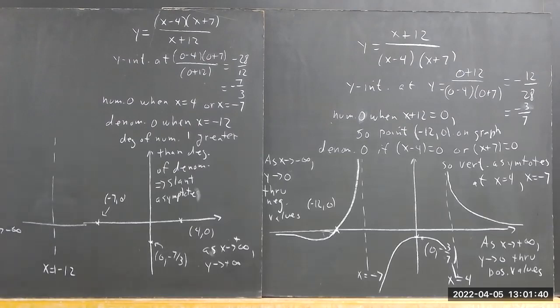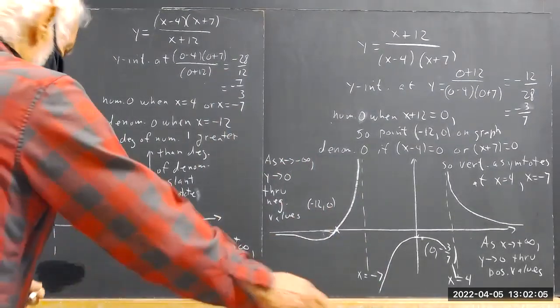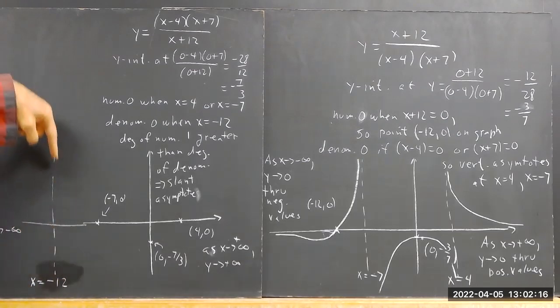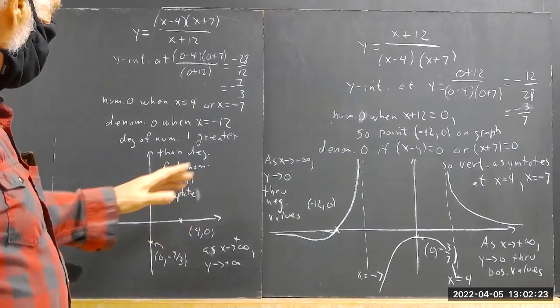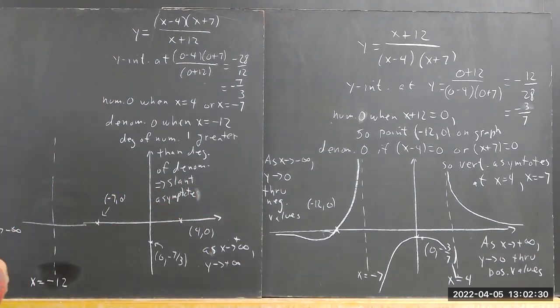So now we have to determine the slant asymptote. We're going to have a slant asymptote like this. The graph is going to approach that slant asymptote. This is x equals negative 12. It's going to be asymptotic to the slant asymptote, but then it's going to approach this vertical asymptote, okay? And over here, again, it's going to approach the slant asymptote. It's not going to have an asymptote over here, just one over here. So let's see how it works.